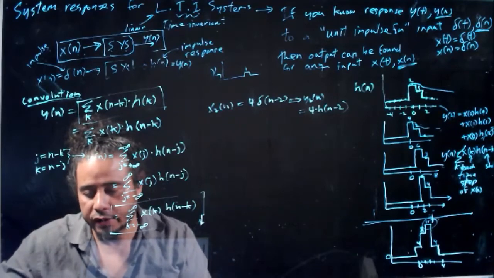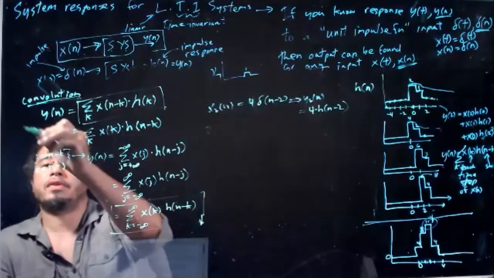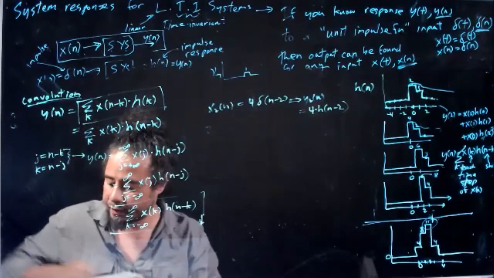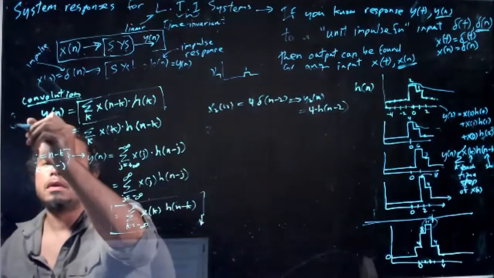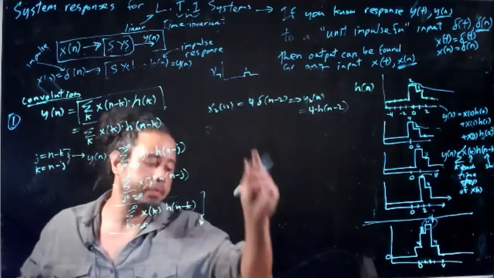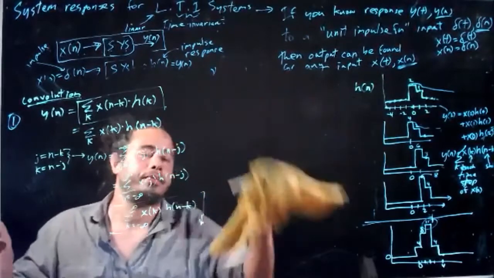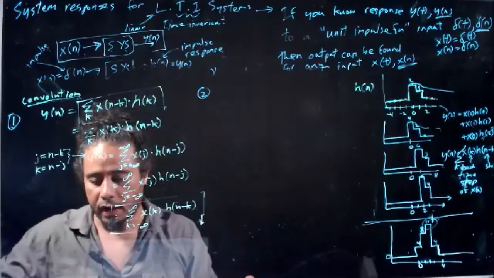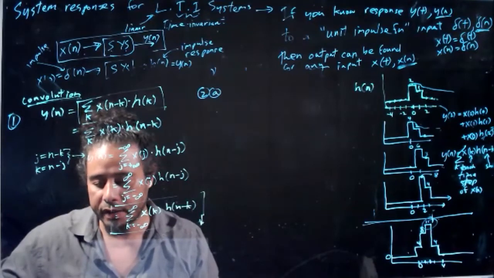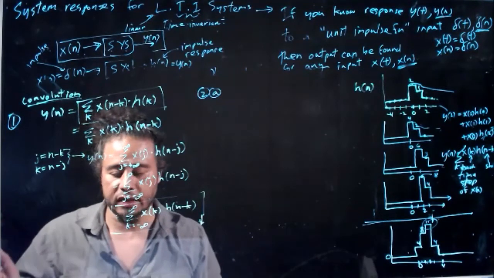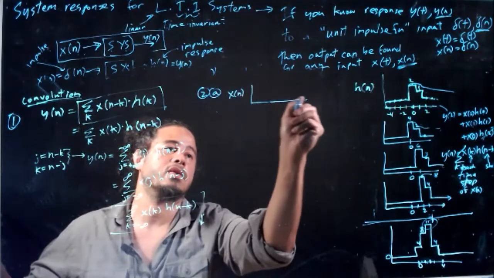And that's what I'm going to do in general. And so for 2a in particular, this is like problem 1. For 2a, we said let x of n be the discrete time unit impulse function, x of n is equal to delta of n. So in this particular case, x of n is just our delta of n, which looks like this.